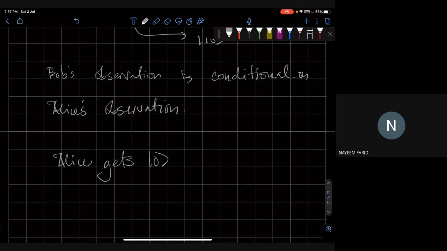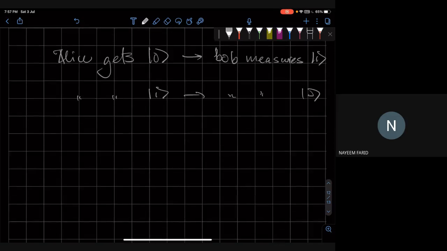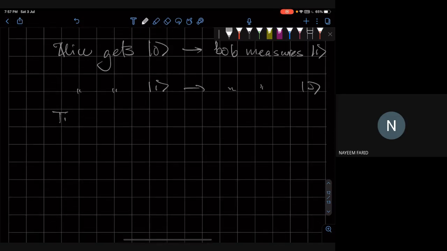So Alice gets 0. If Alice gets 0, then Bob measures 1. And if Alice gets 1, then Bob measures 0. So there are two qubits.